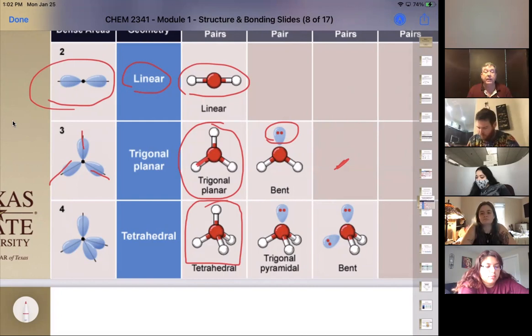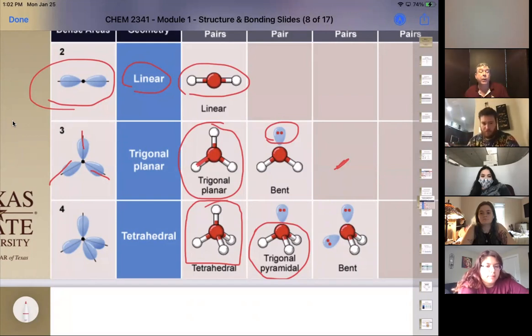Okay, but if we have one lone pair and only 3 atoms bonded to it, we end up with this thing right here. Notice it's not flat, it's like a little pyramid. So we call that a trigonal pyramidal, okay? And that lone pair on top takes up space, okay?